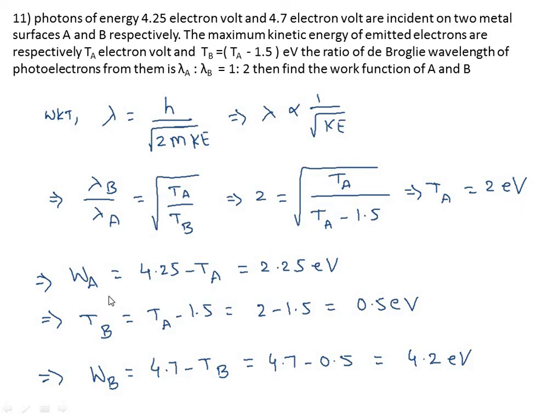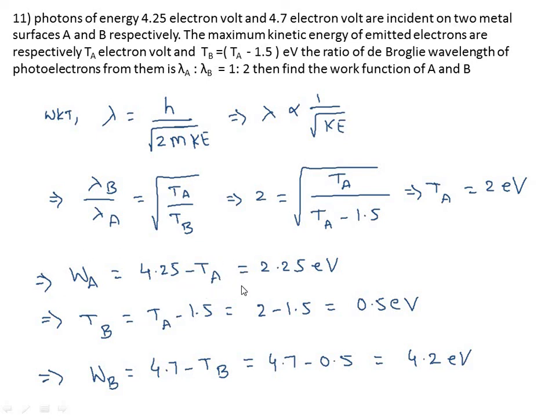Now the work function. As already given, photons of energy 4.25 electron volt and 4.7 electron volt are incident on two metal surfaces A and B. So for the first, work function WA is 4.25 minus TA, which is 2.25 electron volt. Now substitute this TA value in TB: 2 minus 1.5, which gives 0.5 electron volt. Now again, work function B is nothing but 4.7 minus TB. From the given values also we can notice this. Did you notice how I am writing all this?